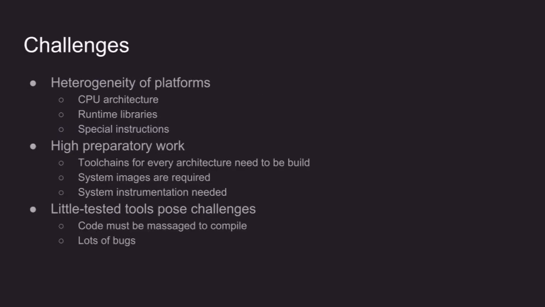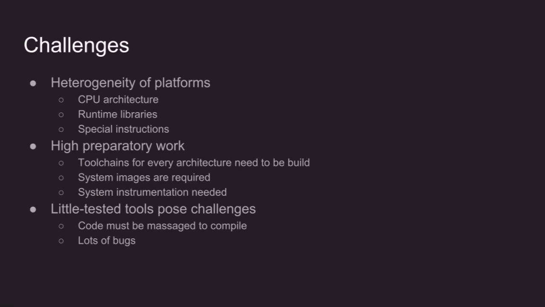The challenge in automating that is that the heterogeneity of the platforms for IoT is huge. There are different CPU architectures, there are different runtime libraries, like glibc and uclibc on Linux, and they're incompatible, so you cannot install them on the same system. You have special CPU instructions, like on ARM the coprocessor instruction, where you can access device-specific registers, and on all IoT devices everybody can implement their own registers.